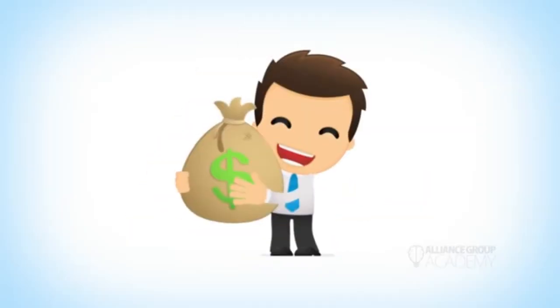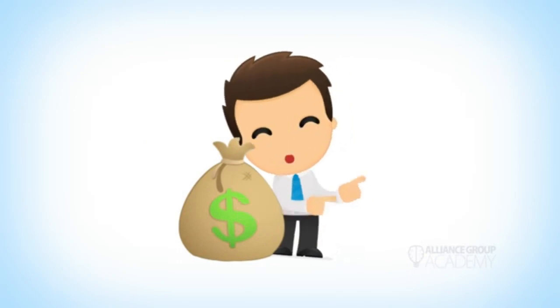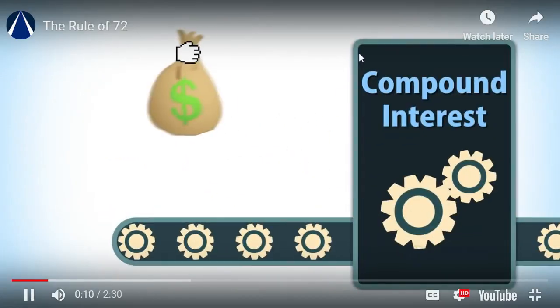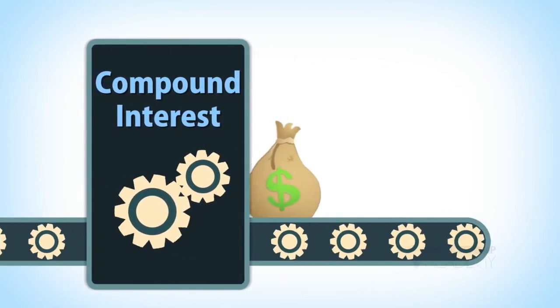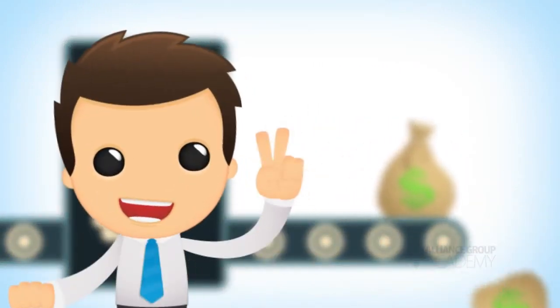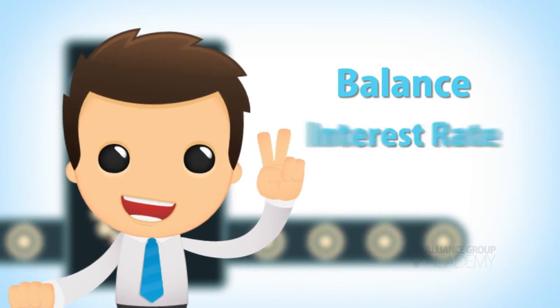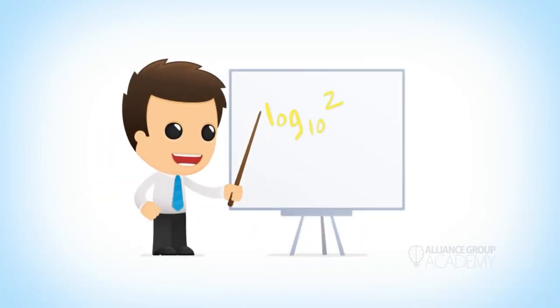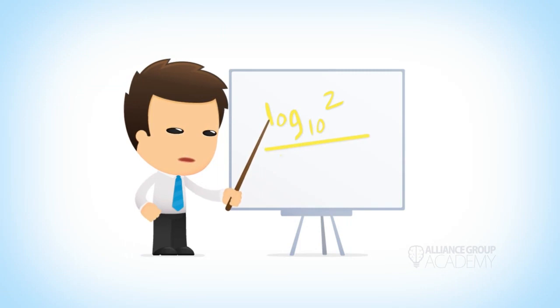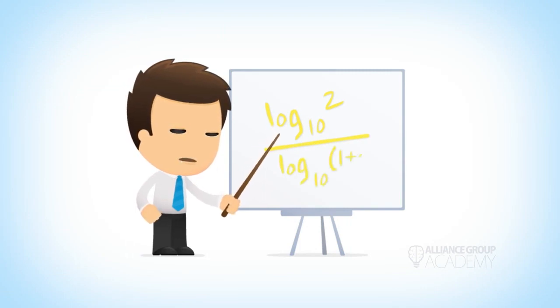So you've got a chunk of change, and you're smart enough. So you put your money into an account that gains compound interest. So how long does it take for your money to double in that account? Well, to find this out, you need 2 things, your balance and your interest rate. Now, like most things, there's an easy way to find your answer and a hard way. The hard way involves taking the logarithm base 10 of 2 as in 2 times our balance, over the logarithm base 10 of 1 plus our interest rate.